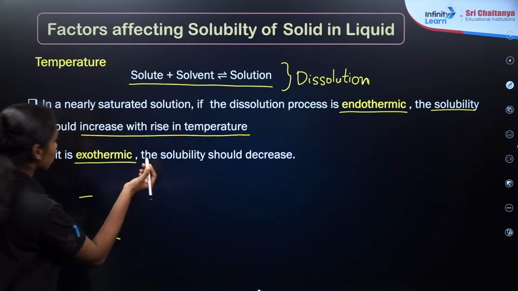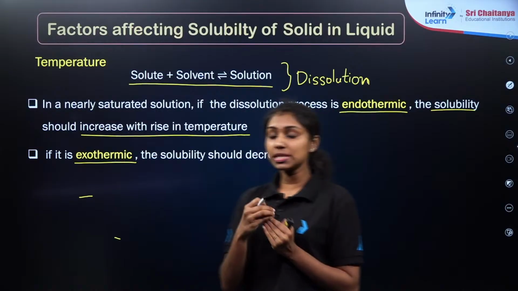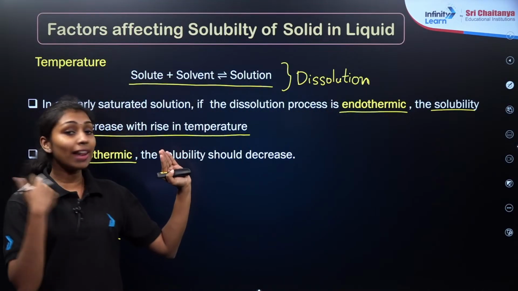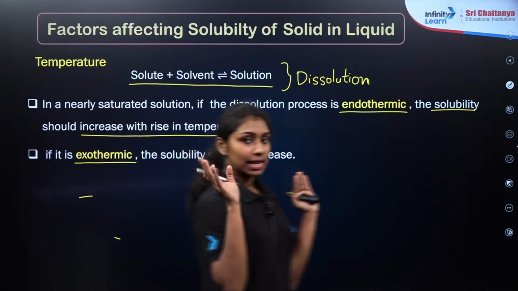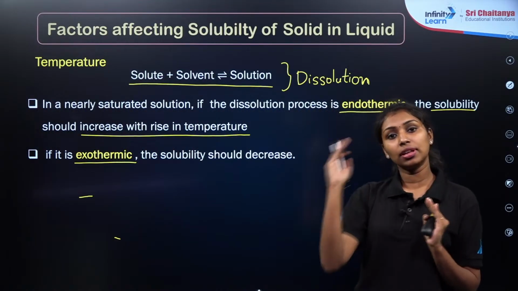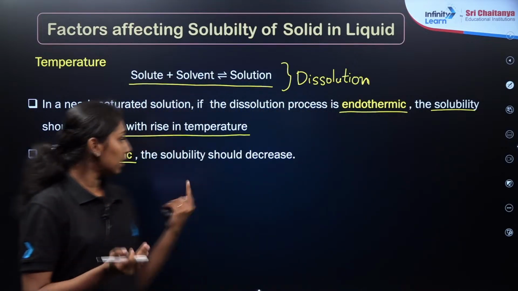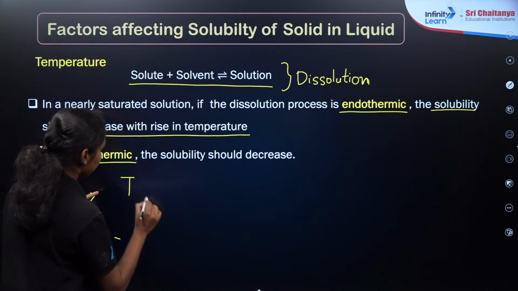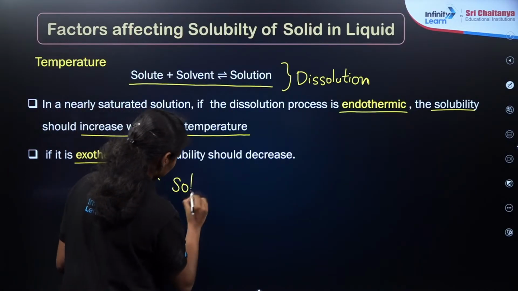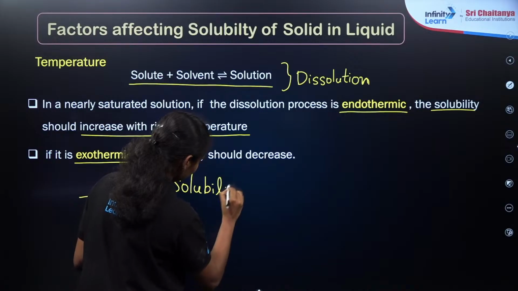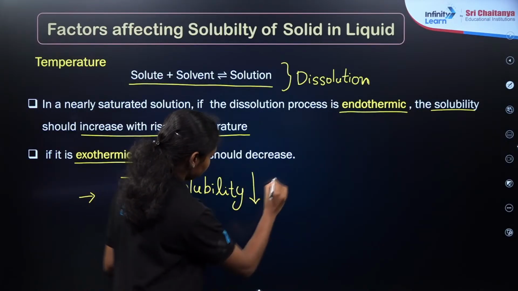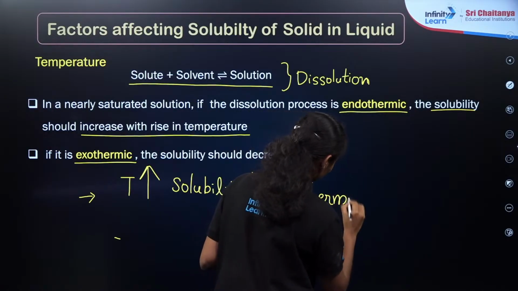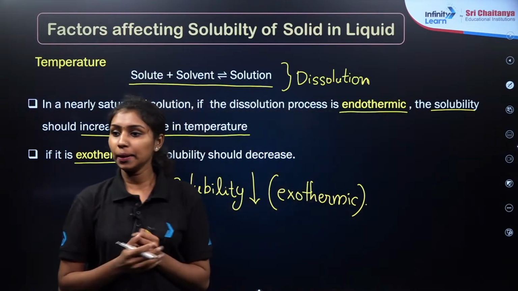Then what about the exothermic process? Just the reverse. Exothermic means heat is released in the case of the dissolution process. So what will happen as the temperature increases? The reaction will move in the direction that opposes the temperature change. So as the temperature increases, solubility decreases. Is that clear?